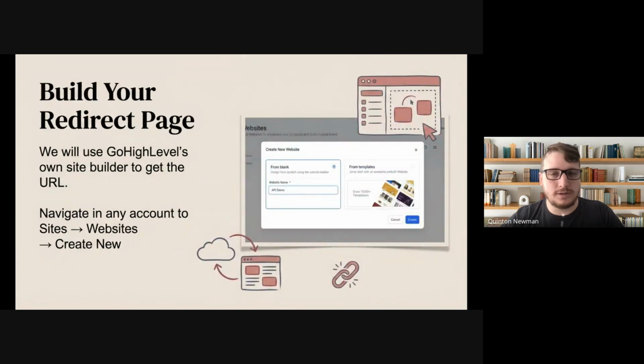Then the next most important thing is going to be building a page where we can actually put this URL and have it send the data to actually exchange the code for the tokens. So I promise this is going to be as low tech as possible for this training. So we are going to be using GoHighLevel's website builder.